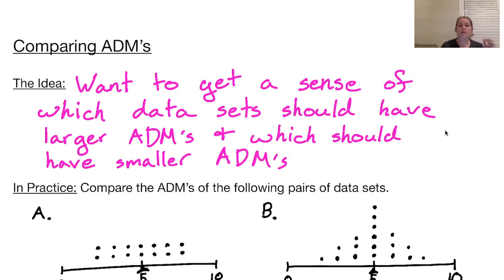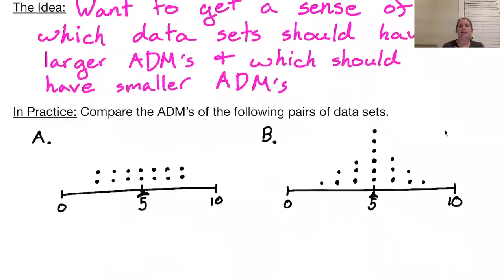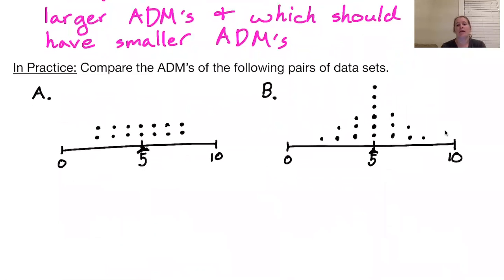So to do this, we are going to look at a variety of data sets. And we're going to look at data sets in pairs. And our job is to essentially figure out which one should have the larger ADM and have some reasoning behind it. So our first data set is a uniform distribution. We have 2 dots at every place where there is a response. And then B is symmetric with a central peak.